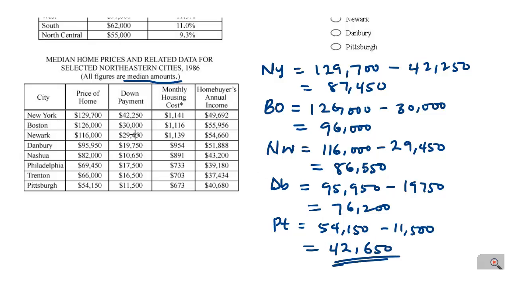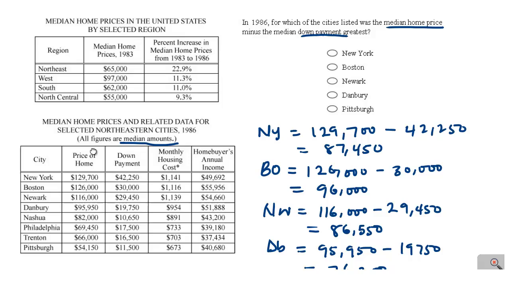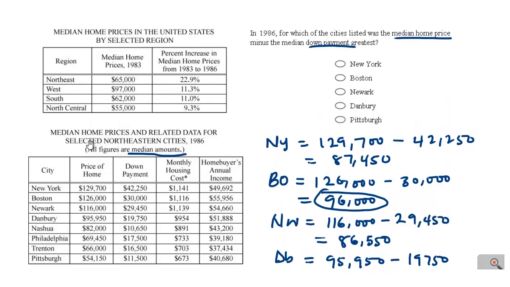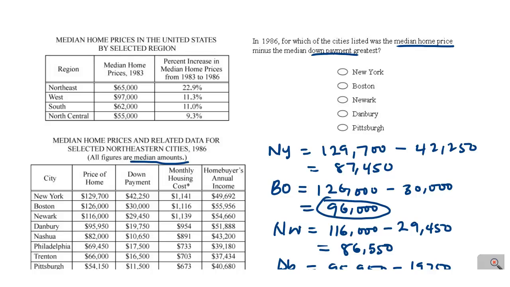So of all this, which of them has the greatest difference? If you look at this, 87,000, 96,000, 86,000, 76,000, 42,000. So obviously 96,000 is the greatest difference, and that corresponds to Boston. So therefore in 1986, Boston has the greatest difference in the median home price to the down payment price in the selected region. So the correct answer is this.